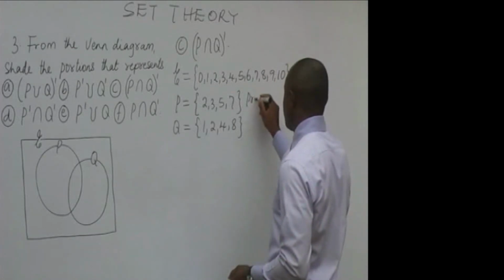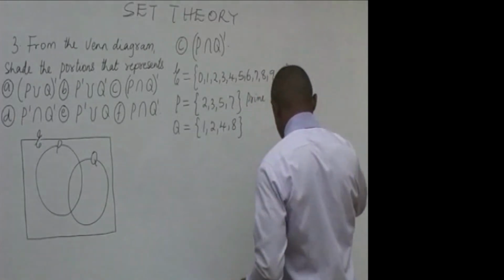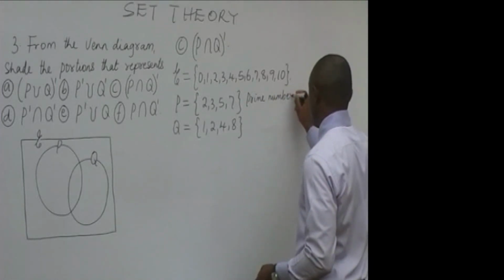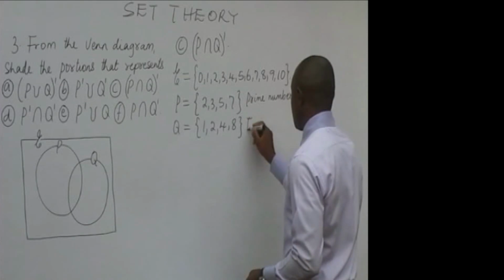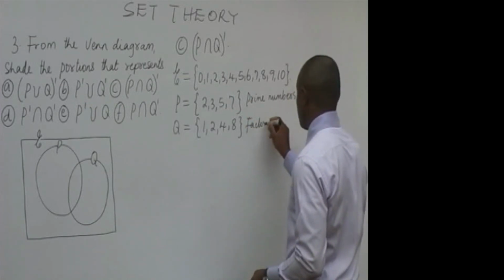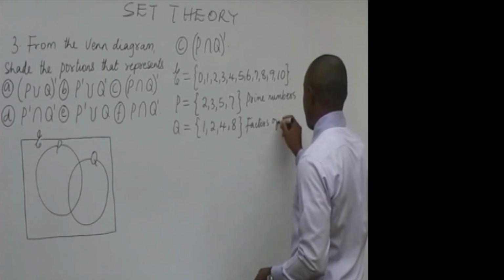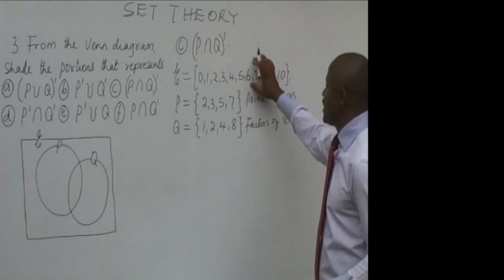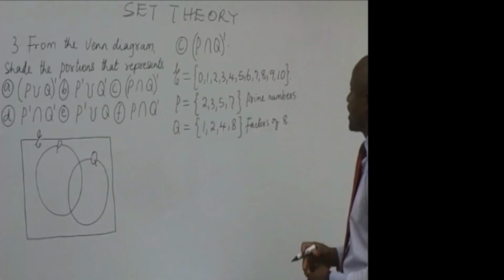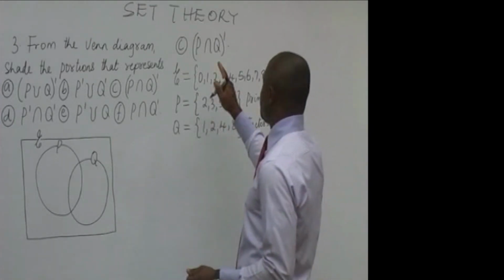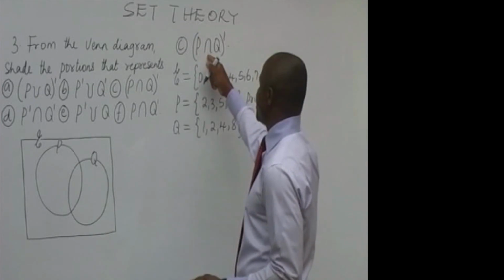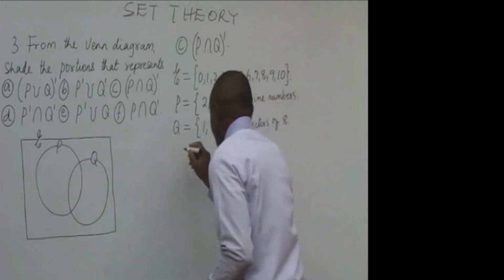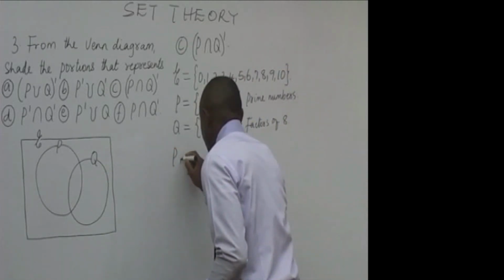Prime numbers. Factors of 8. These are integers from 0 to 10, our universal set. Now, let's find P intersection Q before we can find P intersection Q prime. First of all, let's find P intersection Q.